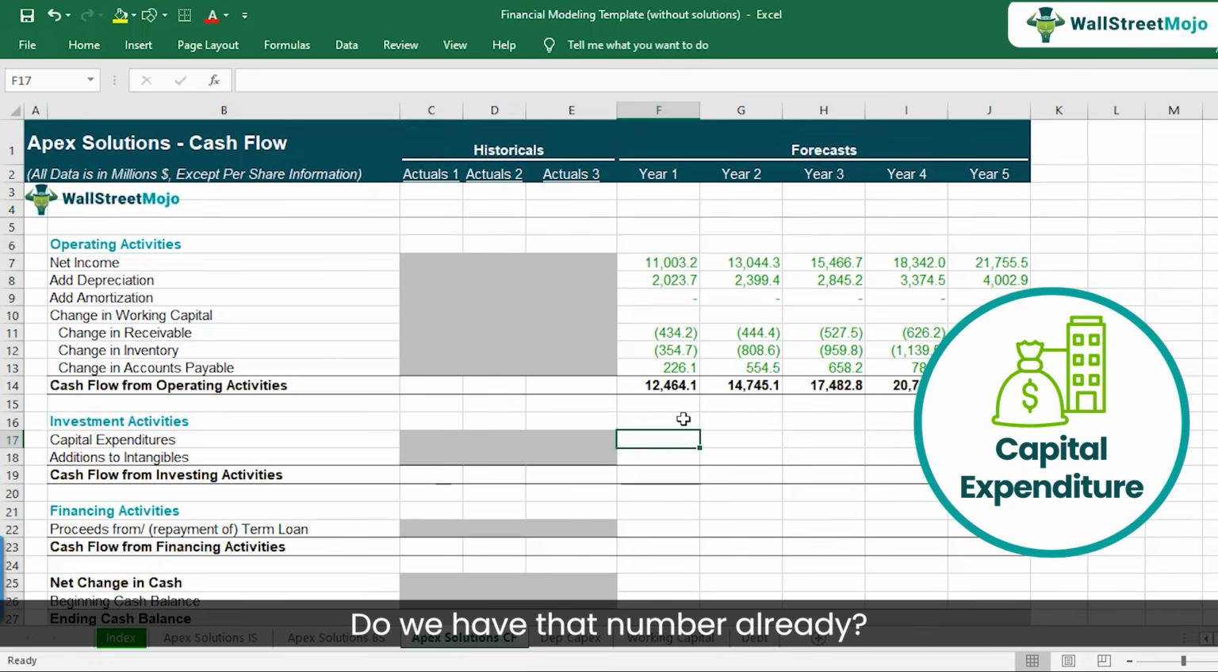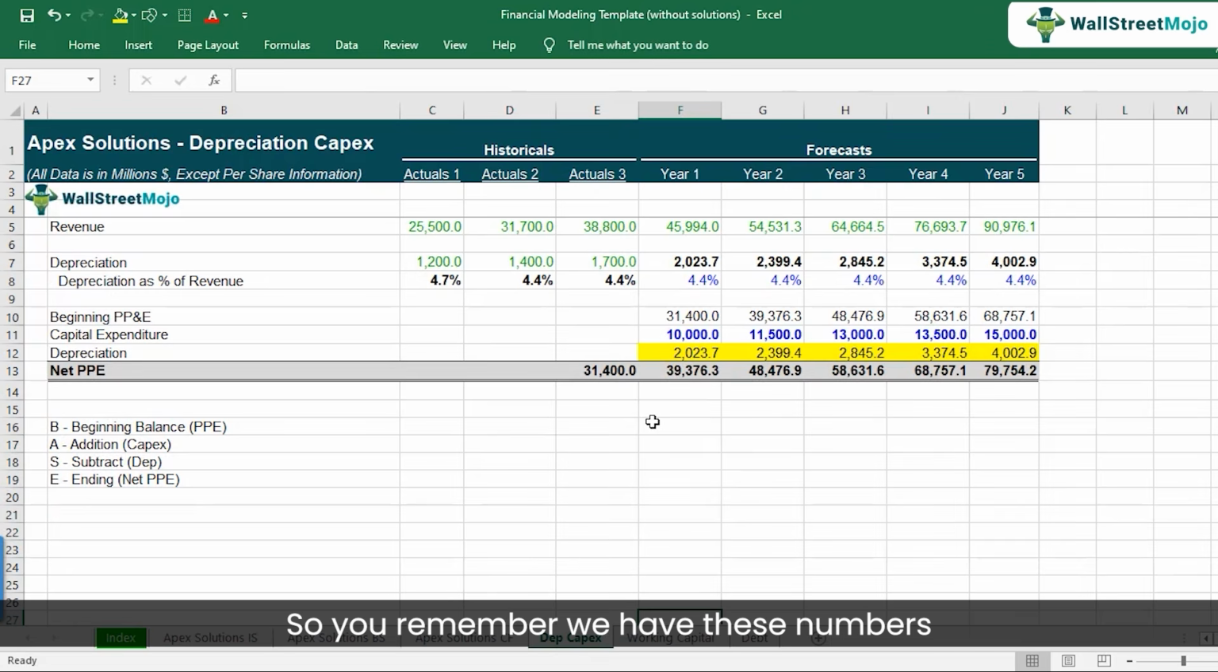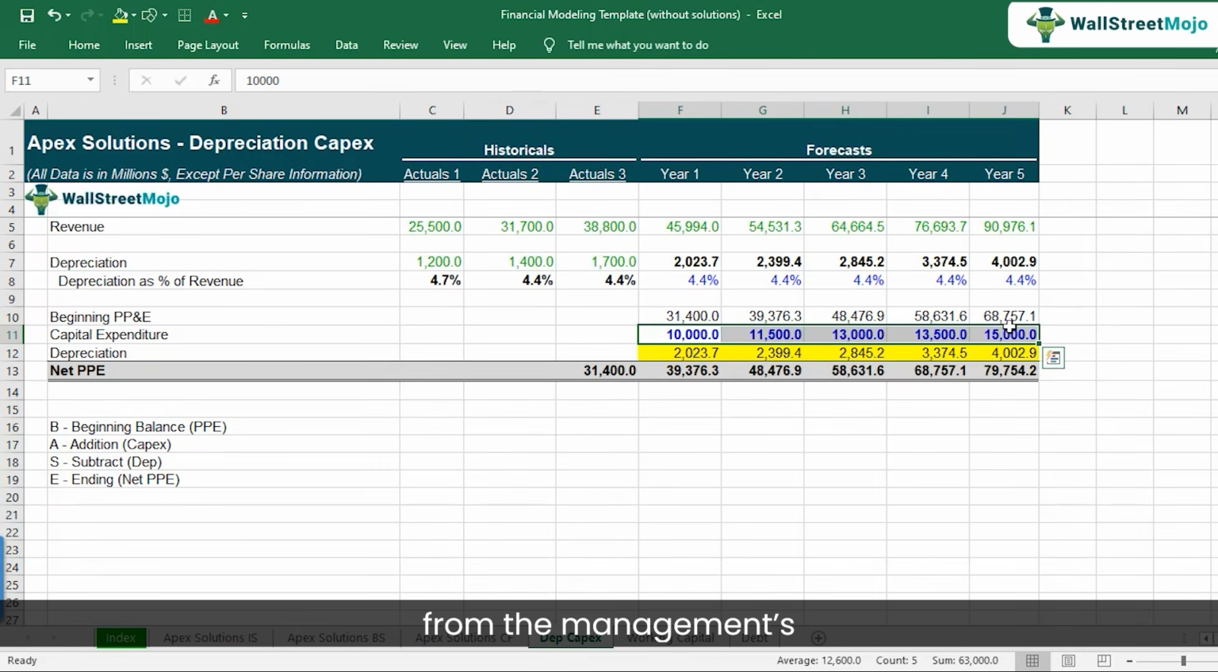Do we have that number already? Yes, we already have that number. And where exactly is it found? It's found in this depreciation capex schedule, right? So you remember we have these numbers, and these numbers were coming from the management's discussion and analysis section, right? So let's now link this up.